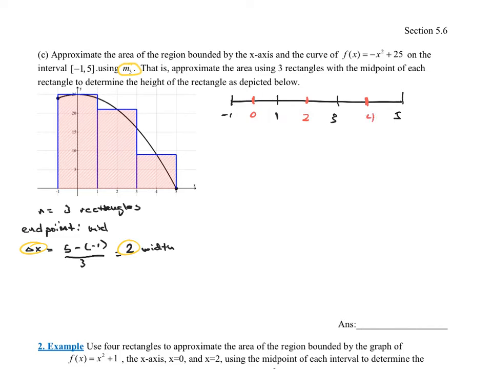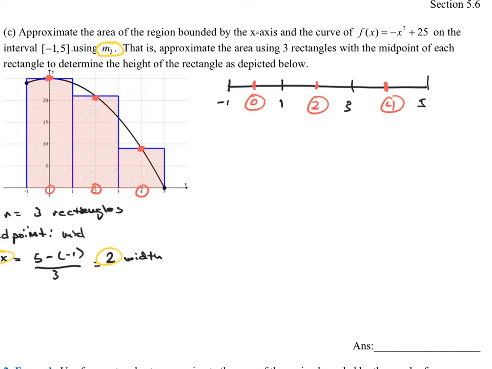So what numbers am I plugging in to get my heights? I'm plugging in 0, 2, and 4. If you notice, here's 0. That is the height of my first rectangle. Here's 2. That's the height of my second rectangle. Here's 4. That's the height of my third rectangle. So you can visually see it right there. Again, I don't want you to rely on the picture, though, because the picture will not be given to you during the test. It's just to help you see what's going on.